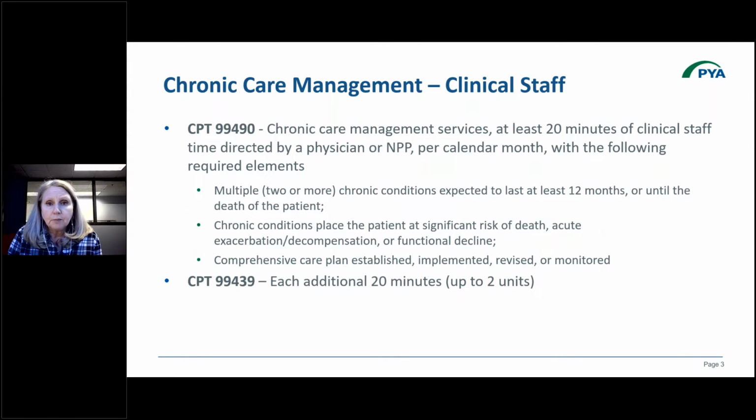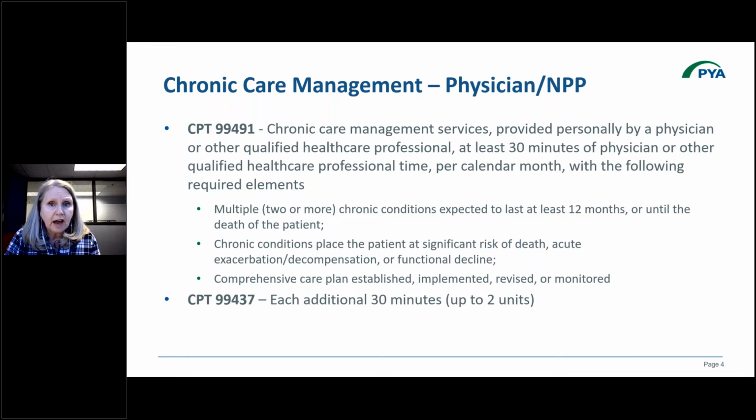The medical necessity for these services is defined by the condition of the patient. They must have at least 2 chronic conditions that are expected to last at least 12 months or until death of the patient, and that these conditions must be such that they place the patient at risk of death, acute exacerbation or decompensation, or functional decline. Core to these services is a comprehensive care plan that has been established, is implemented, and then monitored and revised for the patient.